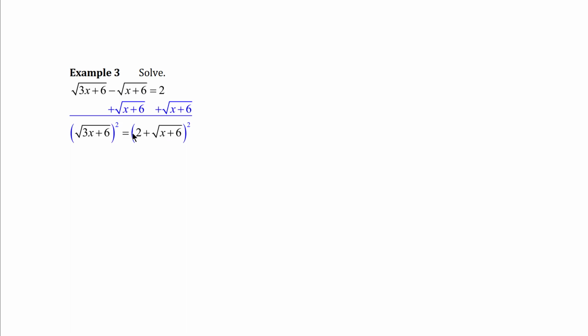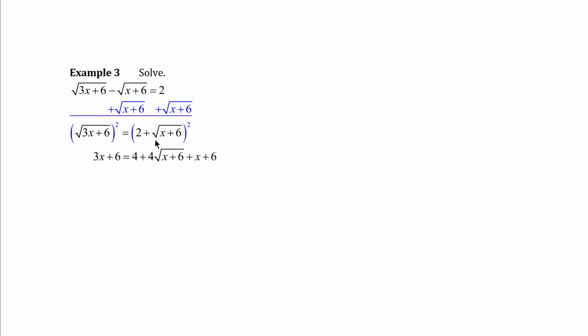Taking the square of the square root of 3x plus 6 will cancel out the square root and give us 3x plus 6. On the right-hand side, we have a perfect square, so we can multiply this out using the perfect square formula. We just square the first term, 2 squared is 4. Square the second term, the square root of x plus 6 squared will cancel out the square root and give us x plus 6.